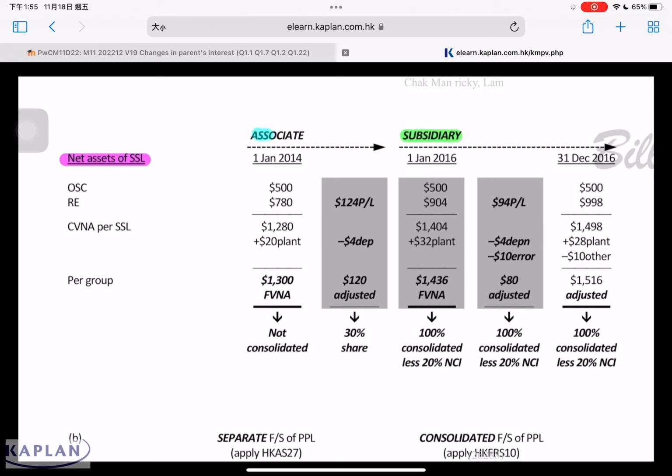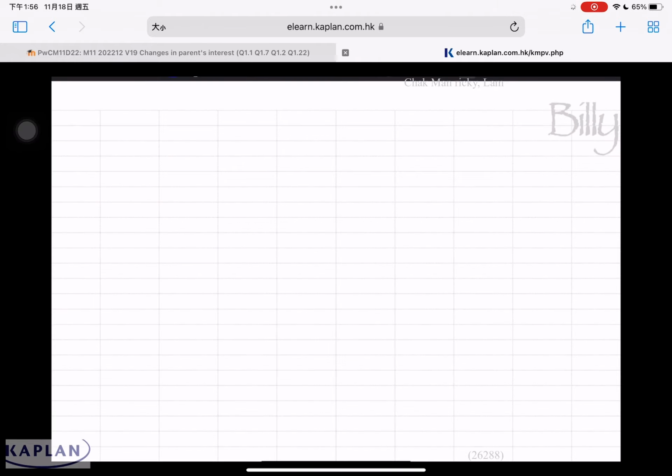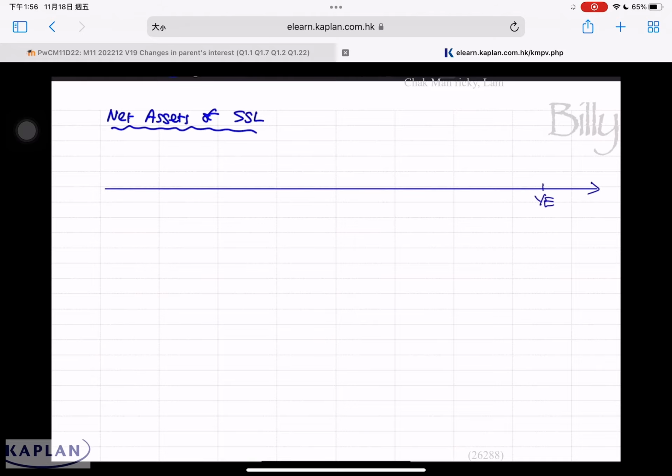Whether it's a subsidiary or associate, at the group level, for a subsidiary, we consolidate assets and liabilities. For an associate, we share the post-acquisition profits. We need to know the net assets of this investee at various points. Let's discuss this working here: net assets of SSL at various dates. Year end is 31st December 2016.